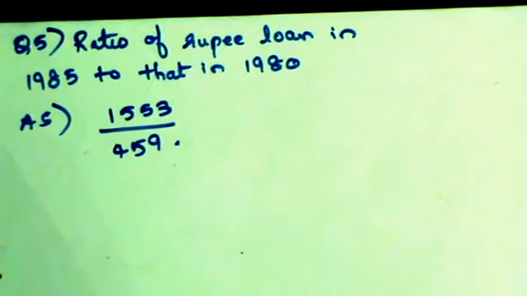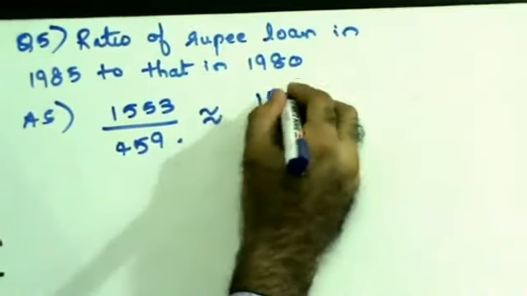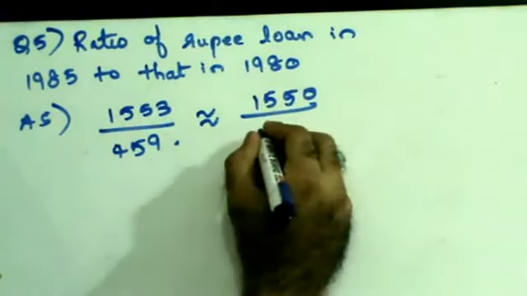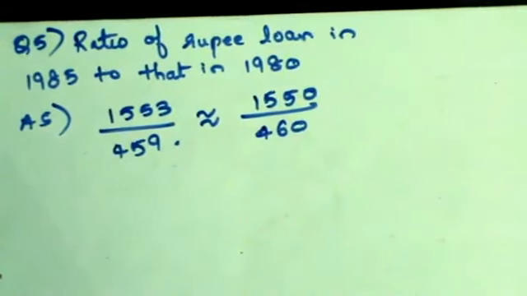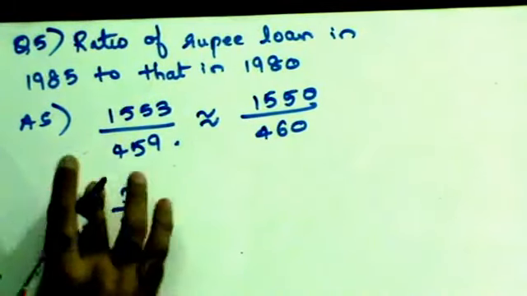Now guys, when you are doing CET, you don't need to get exact answers. You have to get approximate answers. Now 1553 can be written as approximately 1550. 459 can be written as say 460. 400 into 3 is 1200. 60 into 3 is 180. So approximately 1380. 3:1 approximate. So the ratio is going to be equal to 3:1 approximately.